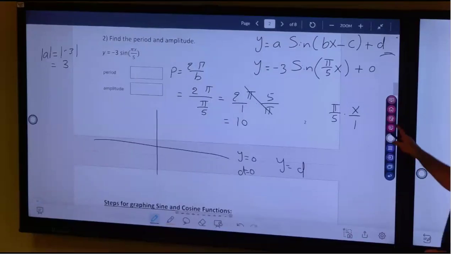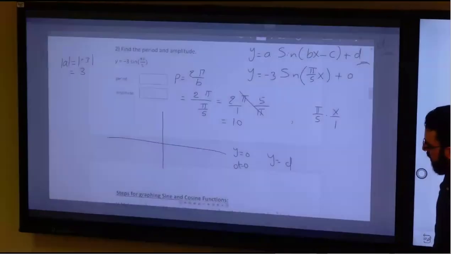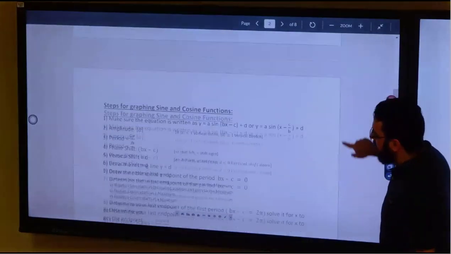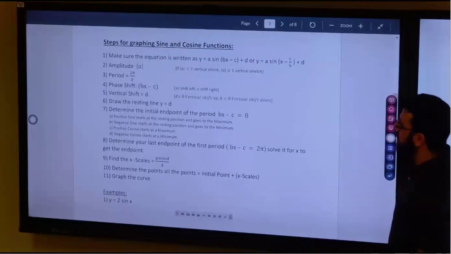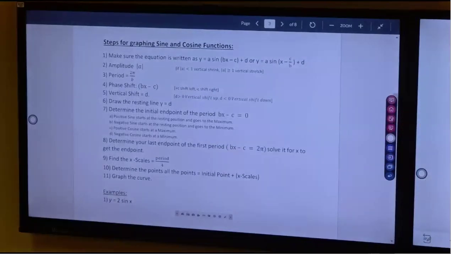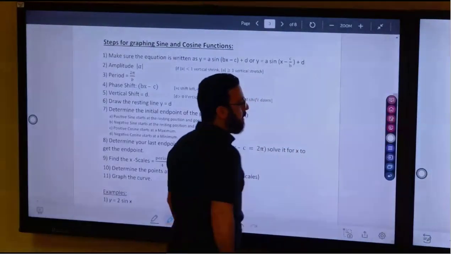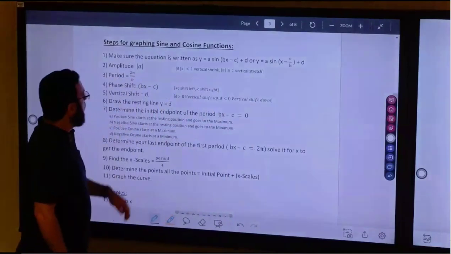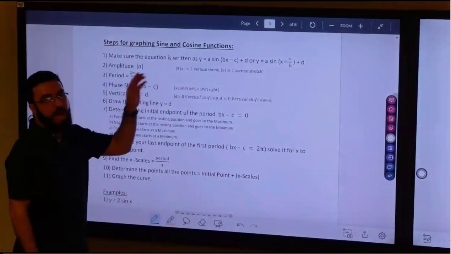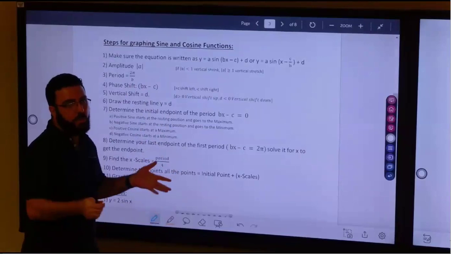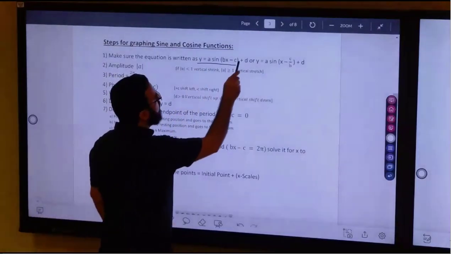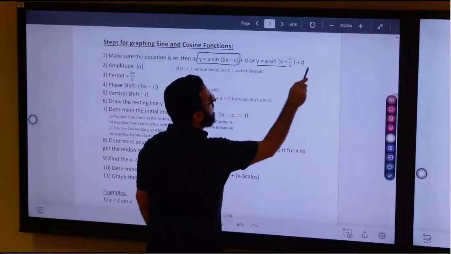Let's check the next part, which is the steps. Here are the steps to graph the sine and cosine function. Always do it step by step. The first step is what? Make sure it's written in the proper form. That's the important step. Always write down the function in this form.